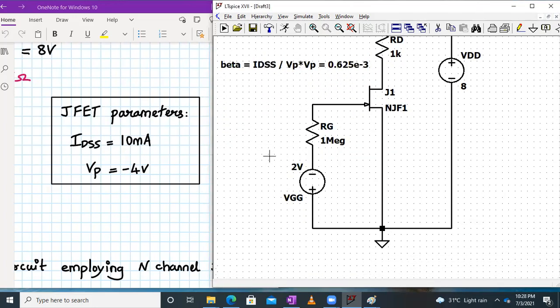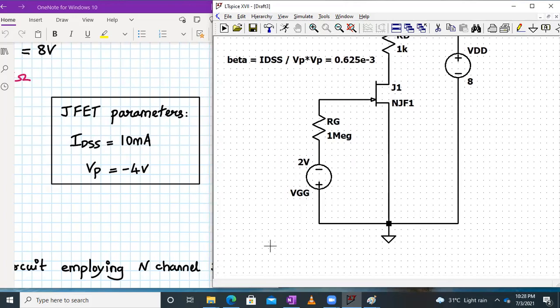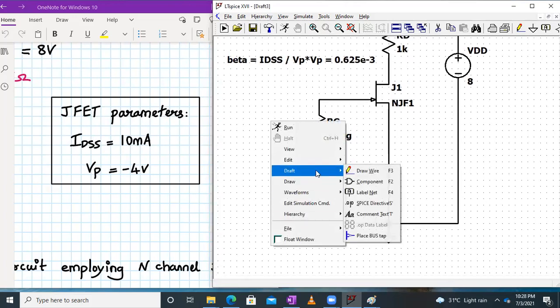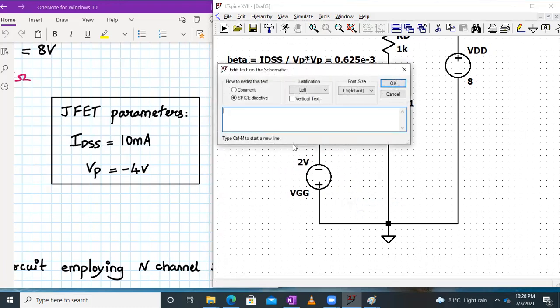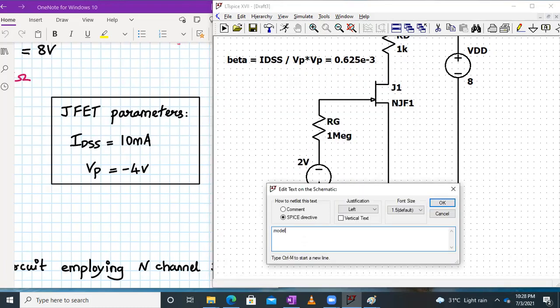Okay. So why we calculate this in the dot model statement: I'll right click, go to draft, go to spice directive, and I'll start writing the dot model statement. So I'll write dot model NJF1, which is the name we have given the JFET, then the reserve word NJF. Here, VP also cannot be entered as VP. It has to be entered as VTO, which is equal to minus 4 volt.